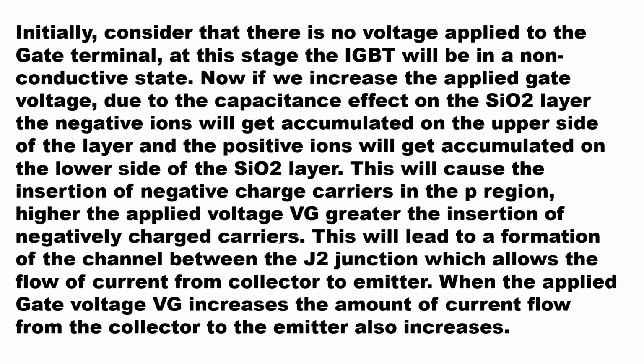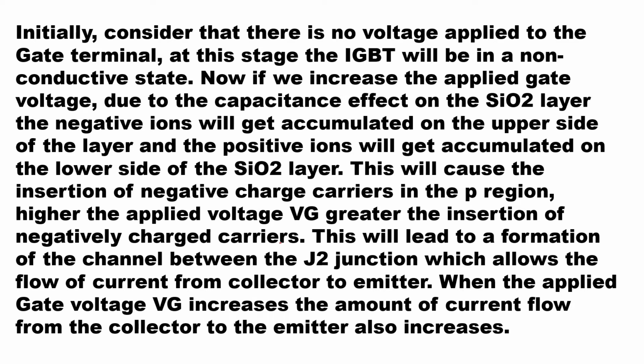The higher the applied voltage Vg, the greater the insertion of negatively charged carriers. So if you increase the voltage Vg, the negative charge carriers in the P region will go on increasing. This will lead to the formation of a channel at the J2 junction, which allows the flow of current. That junction was actually reverse biased, but now it will go into one type of breakdown and allow the flow of current from collector to emitter.